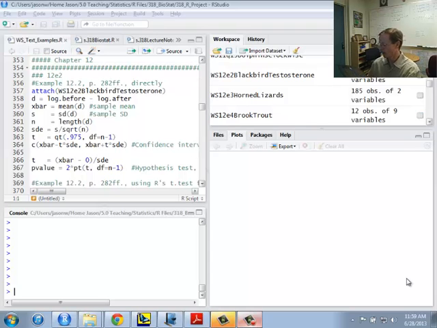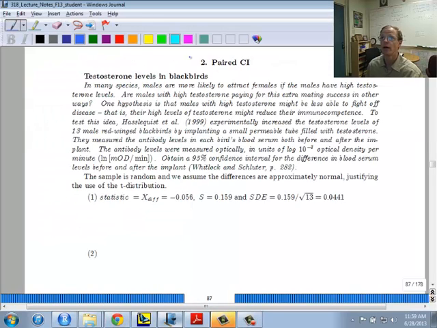Okay, class. Now we're in Chapter 12. We're going to go ahead and do paired confidence intervals and hypothesis tests. This is the two sample case where they are paired. We'll use the Whitlock and Schluter example of testosterone levels in blackbirds. It's on page 282 of the text.